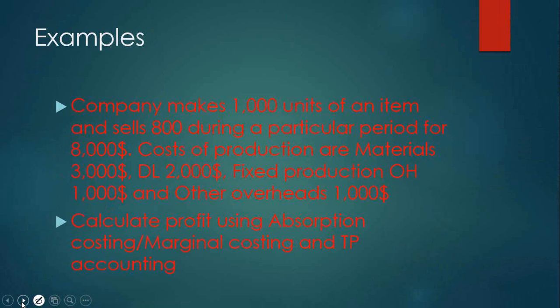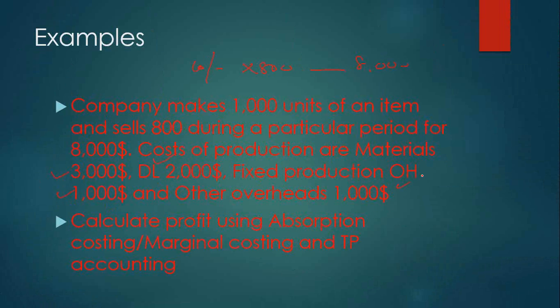So let's look at an example. A company makes 1,000 units of an item and sells 800 during a particular period for 8,000. Costs of production are material 3,000, direct labor 2,000, fixed production overhead 1,000, other overheads 1,000. So they make 1,000 units and sell 800 during a particular period, at 10 per unit, making a revenue of 8,000. The material cost is 3,000, direct labor 2,000, fixed overhead 2,000, other overheads 1,000.